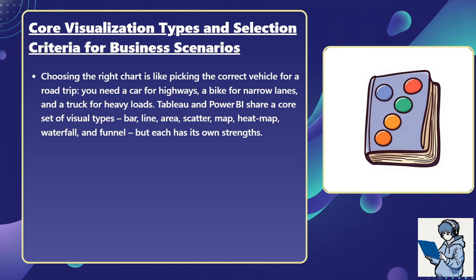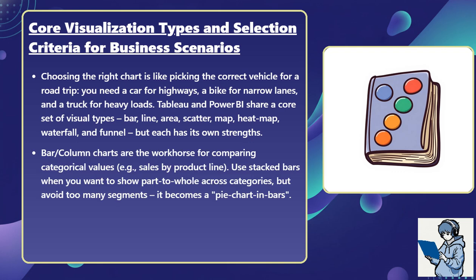Choosing the right chart is like picking the correct vehicle for a road trip. You need a car for highways, a bike for narrow lanes, and a truck for heavy loads. Tableau and Power BI share a core set of visual types: bar, line, area, scatter, map, heat map, waterfall, and funnel, but each has its own strengths. Bar and column charts are the workhorse for comparing categorical values, for example, sales by product line. Use stacked bars when you want to show part to whole across categories, but avoid too many segments. It becomes a pie chart in bars.